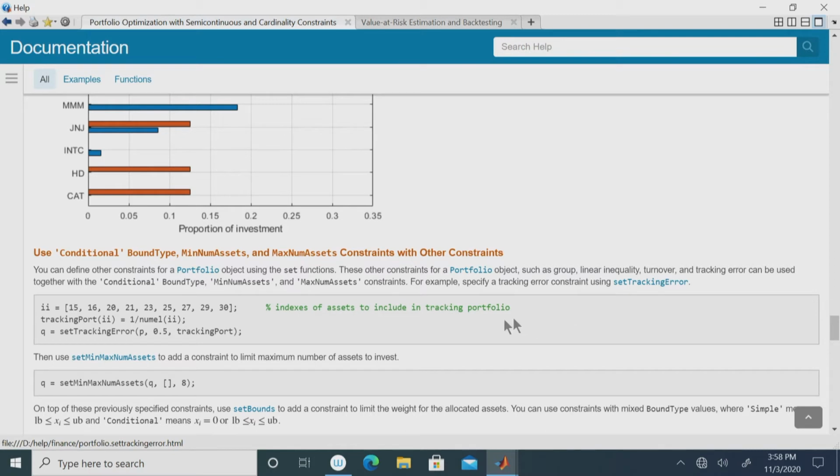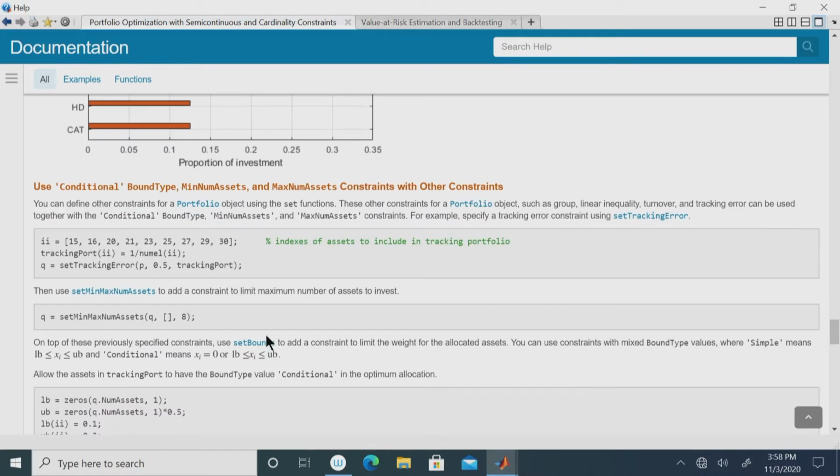So, for example, let us just now bring about this new constraint, or the conditional constraint, which is the set tracking error. What you do is that we have a tracking index, and for this tracking index we identify the following assets to be included in the tracking portfolio. There are 9 assets in the tracking portfolio, and we assign identical weights to each of them, and we basically set these to Q, and then we set the number of assets to be equal to 8.